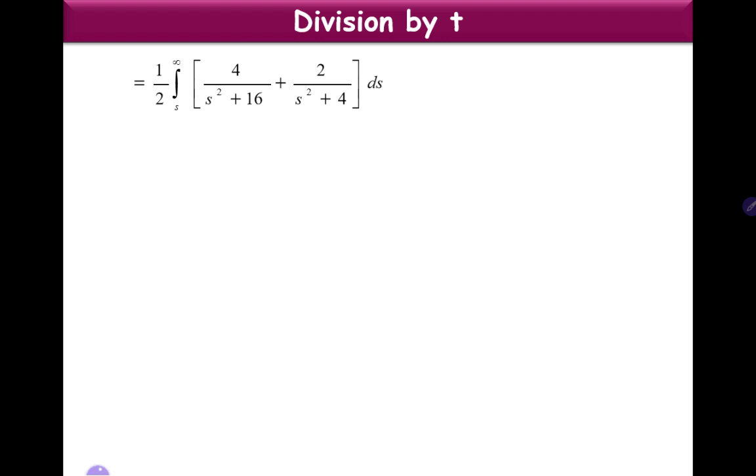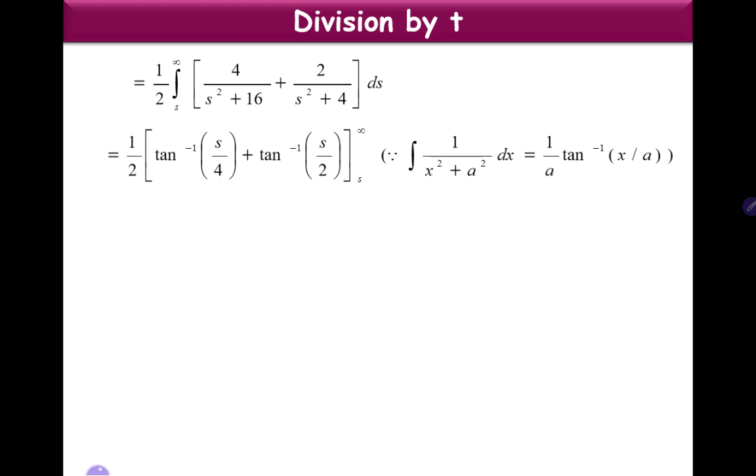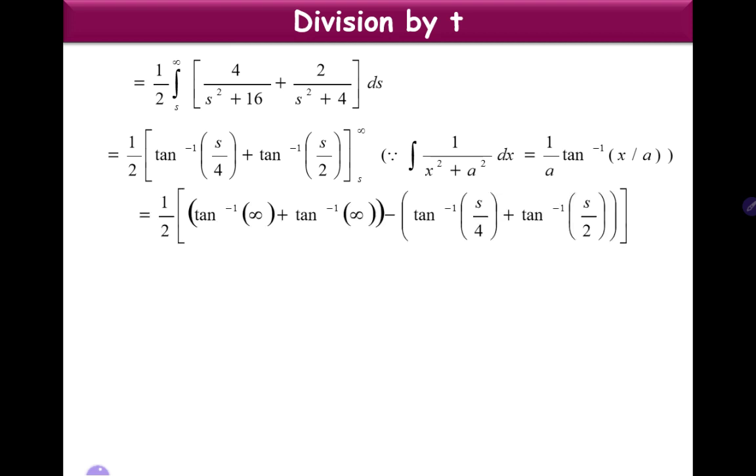Now integral of 1 by s square plus 16 is 1 by 4 times tan inverse of s by 4, and the 4 gets cancelled here. Similarly, integral of 1 by s square plus 4 is 1 by 2 times tan inverse of s by 2, 2 gets cancelled. So we have tan inverse of s by 4 plus tan inverse of s by 2. Now if we apply the limits, we get 1 by 2 times tan inverse infinity plus tan inverse infinity, that is upper limit, minus lower limit is s. So again we get the same term, tan inverse s by 4 plus tan inverse s by 2.